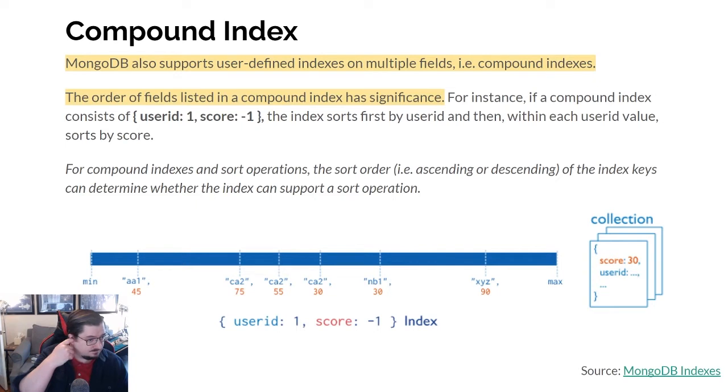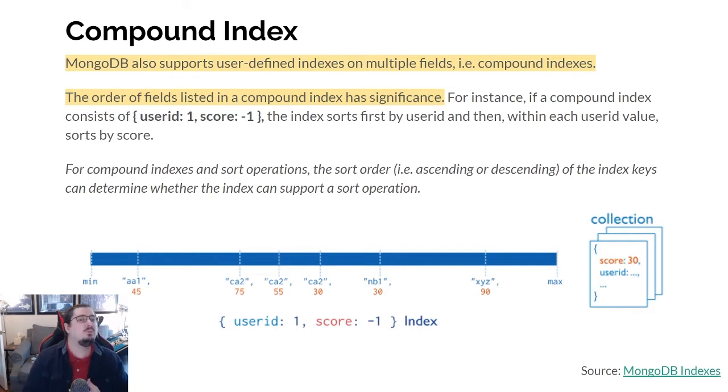Now, I'm trying to think why. If you had two single indexes, one on user ID, one on score, what value does this add? What does this get? I don't see what bearing sorting has on it at all. What does that have to do with anything?